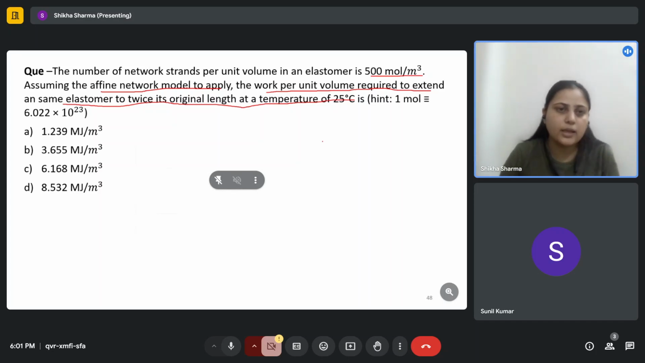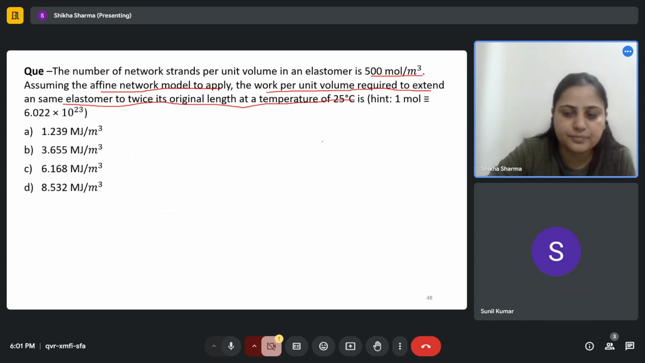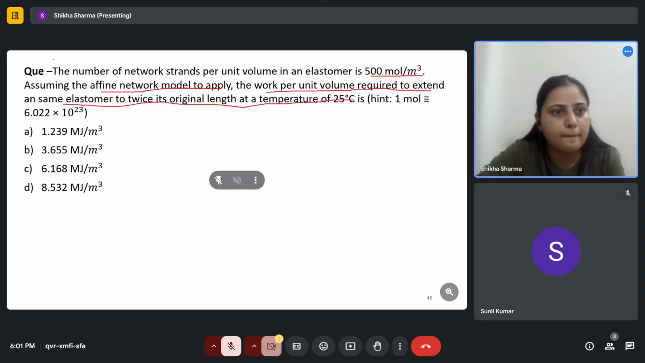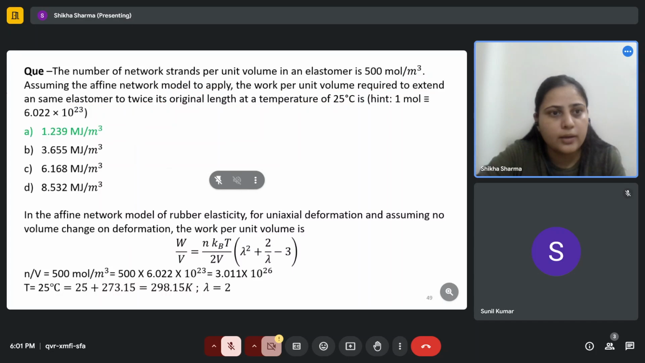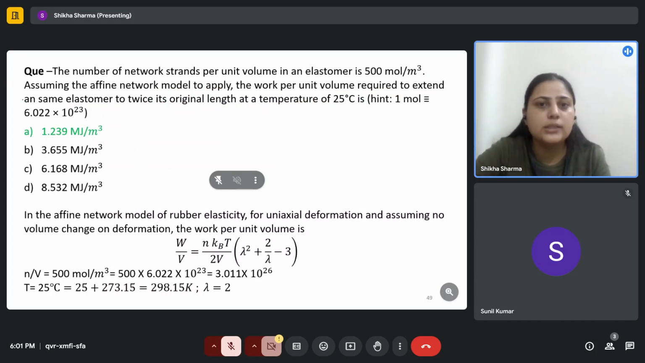Anyone saying anything? B option you are saying. So the option A is actually correct. Let's see how we are solving and why we are getting A, not B.